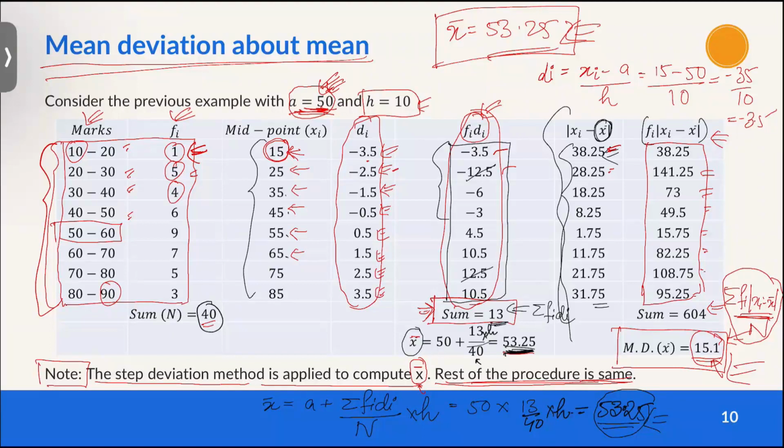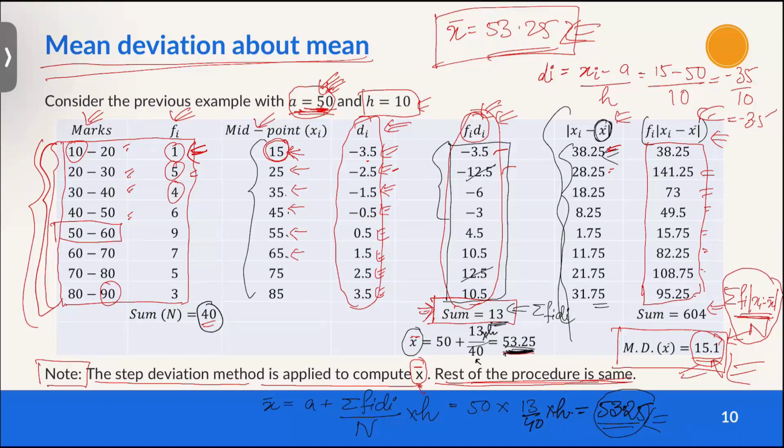So what I would request you is, you take this data again, marks and frequency, and you write this table again in your copy. Do it on your own. First you calculate the midpoint, then you calculate di, then you calculate fi di, and then you calculate the absolute deviation, and then you multiply it by the frequency and calculate the mean deviation. You should get the same value.